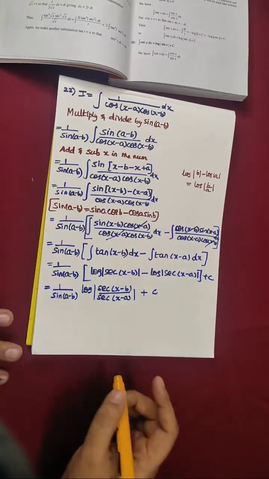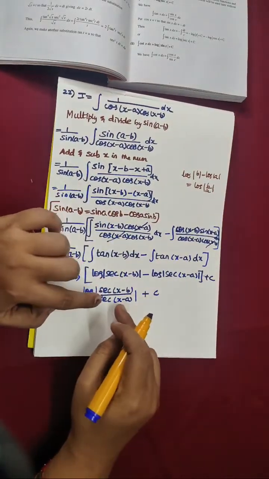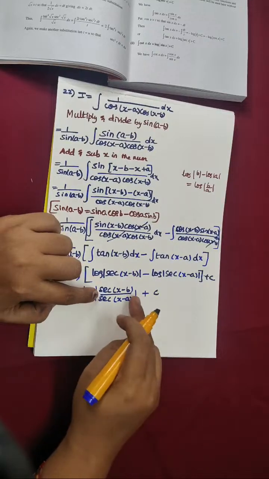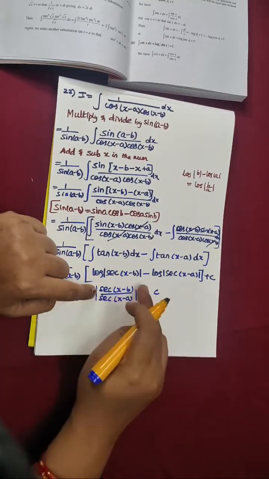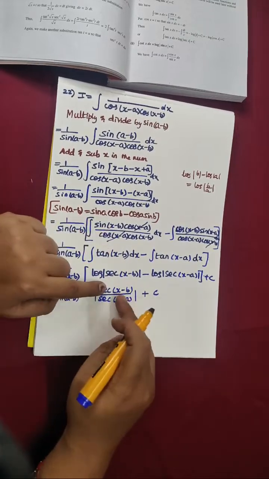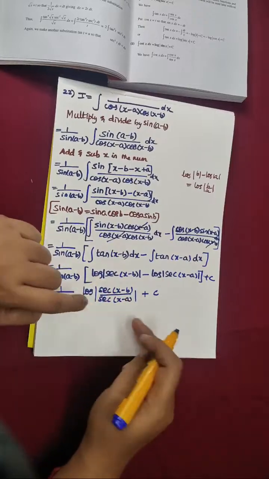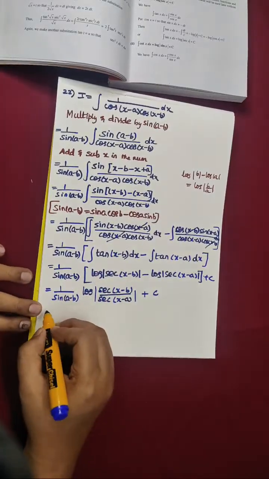Furthermore, you can simplify here. 1 by secant can be written as cos. So this 1 by secant of x minus a can be written as cos of x minus a, and secant can be written as 1 by cos. Like, 1 by secant can be written as cos, secant can be written as 1 by cos. Anyway, you will get it.